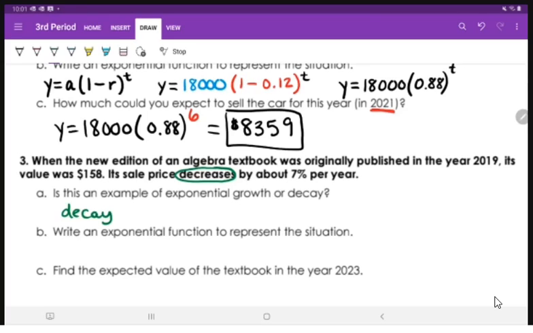Once we know that it's decay in part A, we know for part B, we're going to be using a model where we take A times 1 minus rate to the t power. So now all that's left for part B is we have to figure out what A and R are equal to. A is our starting amount or our starting value, which we can pretty quickly identify in the problem as $158.